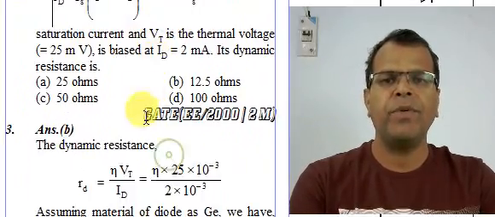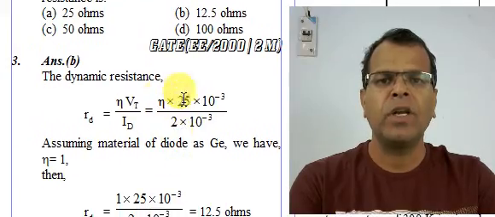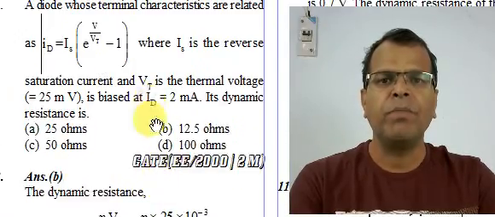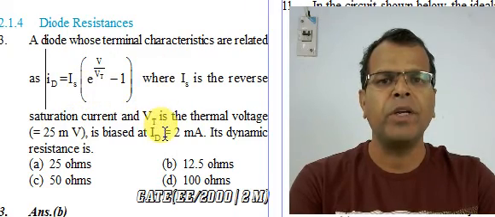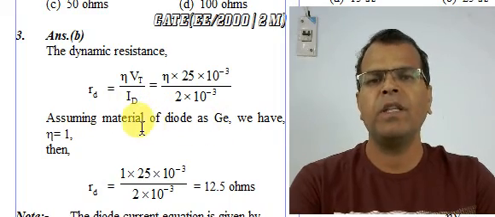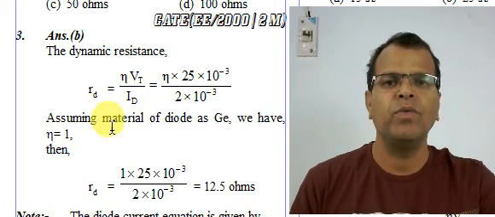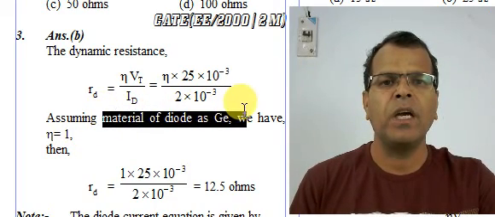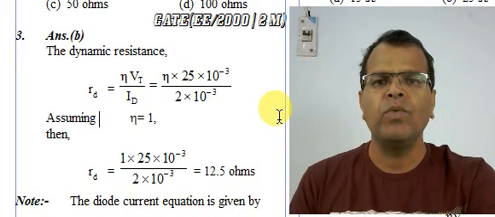So we know the dynamic resistance of the diode is given by Rd equal to eta Vt by Id. You are given Id, you are given Vt. Eta is not mentioned here and nothing about the material is mentioned, so we will be taking eta equal to 1. If nothing is mentioned about eta, take eta equal to 1. So rather than saying germanium, I will assume eta equal to 1, and make a small change here in my assumption.